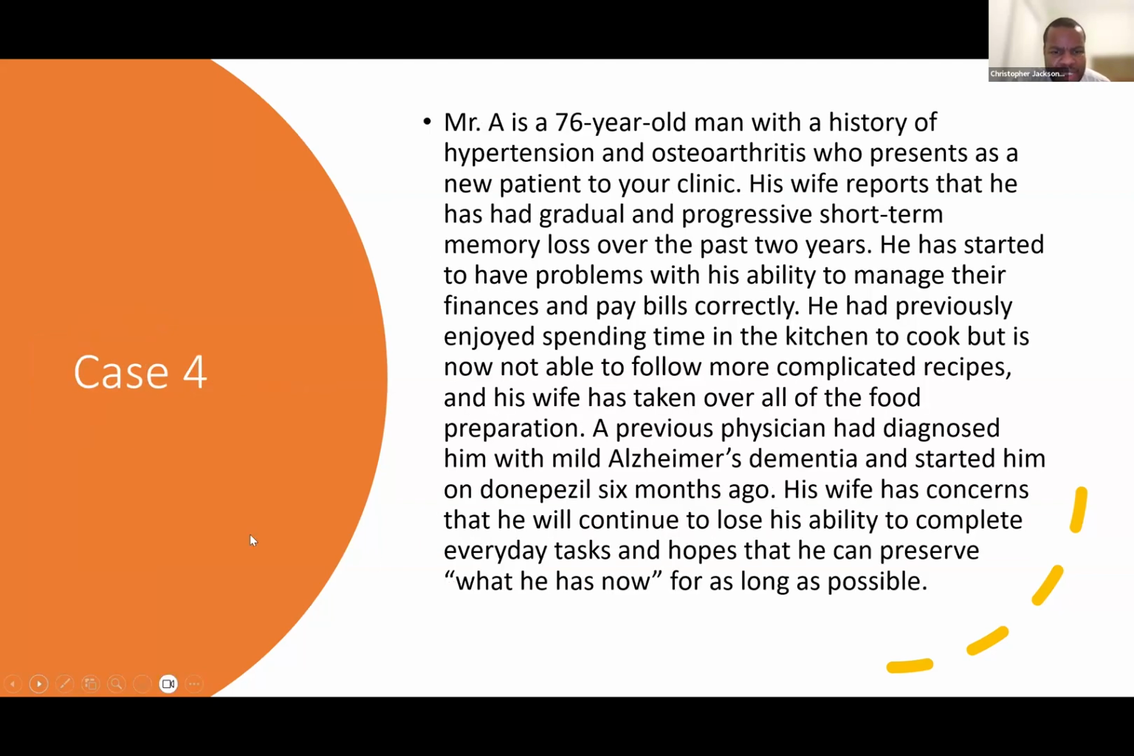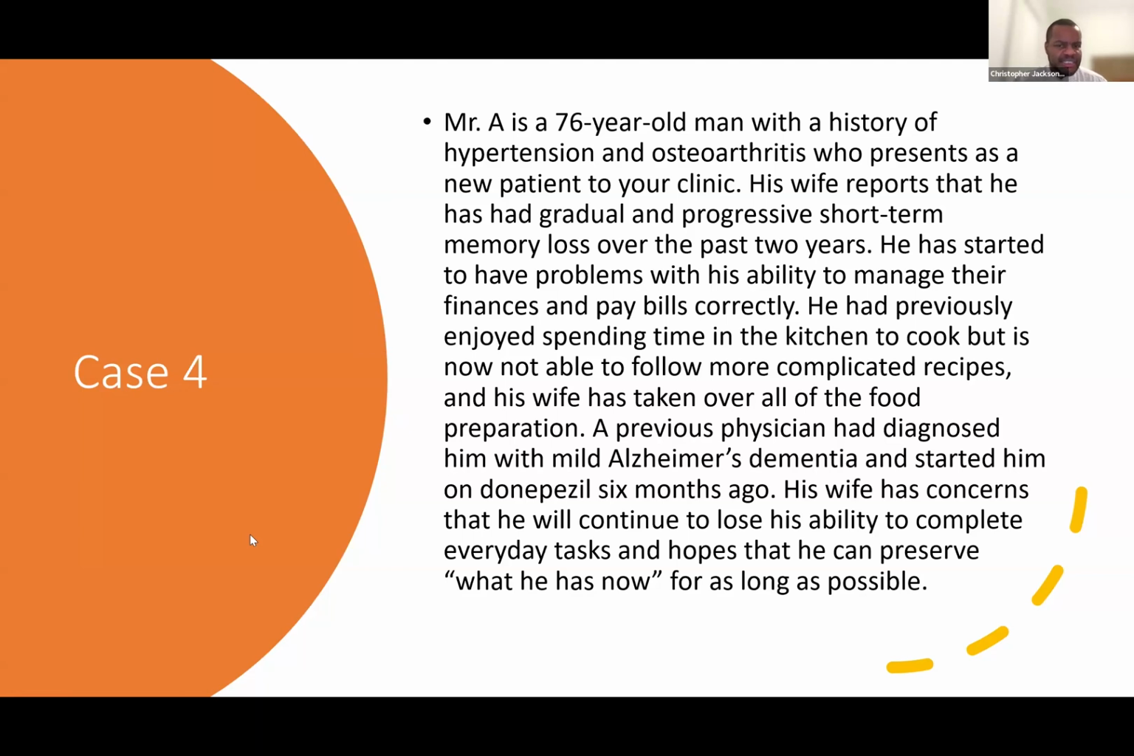Now, one last case I'll walk you through. So this is Mr. A, 76, has hypertension, osteoarthritis. It's a new patient to the clinic. Wife reports had some gradual progressive short-term memory loss over the past 2 years. Started to have problems with the ability to manage the finances, pay bills. Previously enjoyed spending time in the kitchen to cook, but now is not able to follow more complicated recipes.